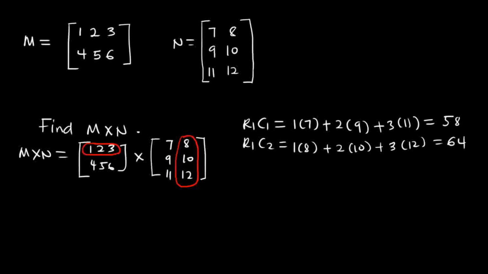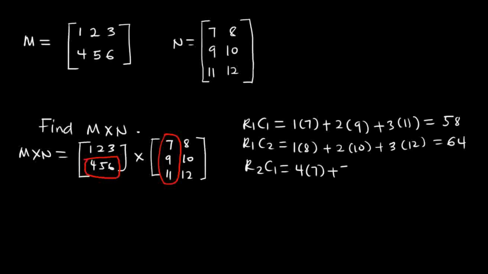Then from here, we are going to consider the second row. So I'll now pick this row here and then pick the first column. So in this case, we will have row 2, column 1. Okay, so let's look at the dot product. So that will give me 4 multiplying 7 plus 5 multiplying 9 plus 6 multiplying 11. Okay, so this will give me a value of 139.